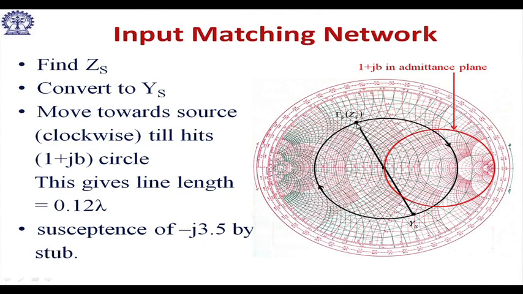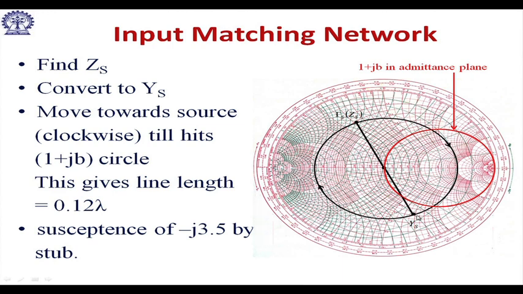So, what we will do, we have found Gamma_S, that is this point. Now consider this as ZS. Since you convert that to YS, this is the YS point. Now, move towards the source, clockwise, till you hit this 1 plus jB admittance circle. You are hitting it here. So, from here you know how much length of line is required, because this is the same transmission line. You require this transmission line, and then the length you can find from here. So, this gives line length to be 0.12 lambda. You know, here are those lambda scales.